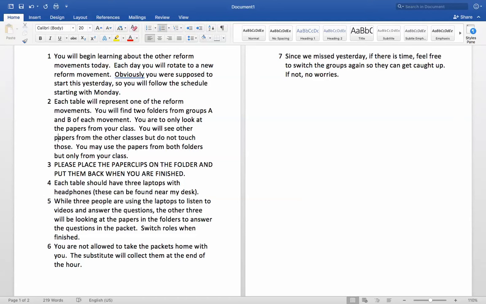You are not allowed to take the packets home with you. Whoever's subbing for me is just going to collect the packets at the end of the hour. And since you missed doing this yesterday, if for whatever reason there's actually more time, like you get through one station pretty quickly, feel free to rotate again, and that way we can get caught up. But if you can't, it's not a big deal.